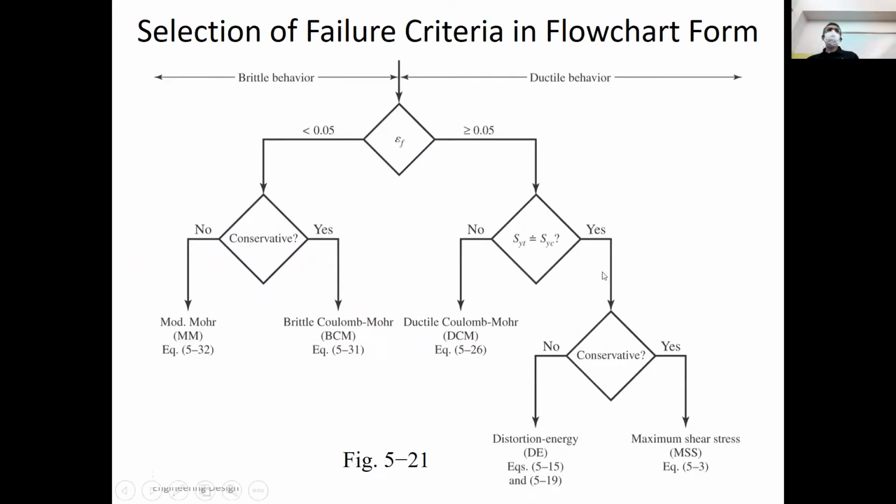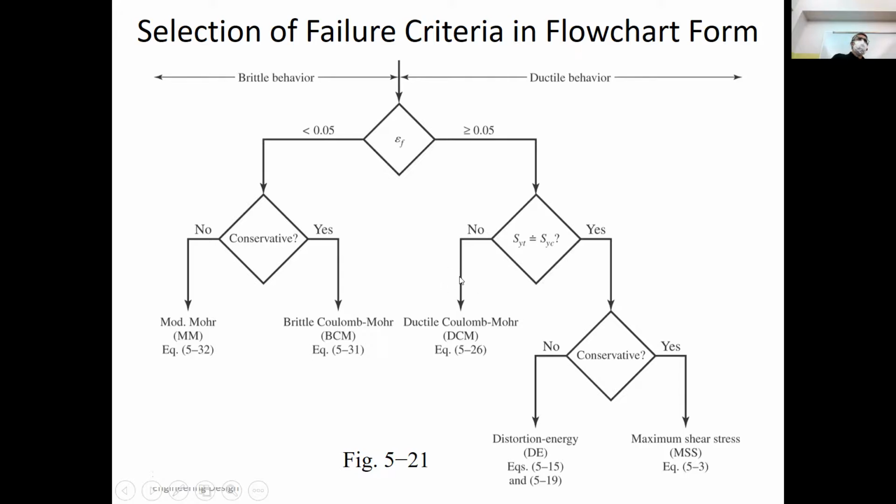In rare occasions, when the yield tensile strength is not the same as the yield compressive strength, then you're going to be using the ductile Coulomb-Mohr theory. And I'm going to get to it when I discuss brittle Coulomb-Mohr theory. These are very rare occasions, but they could happen.